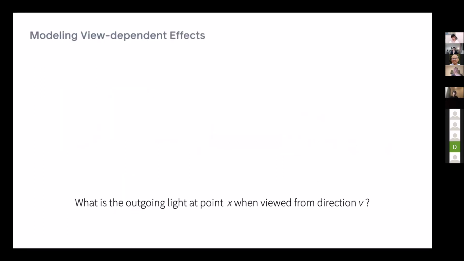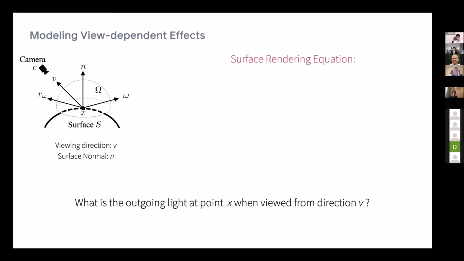In terms of modeling view-dependent effects, just to give you a bit of background and notation, what we are really interested in modeling is, if we are considering a particular point X and viewing it from a particular point V, how much light will we see emanating from that point X? So just to give an illustration, suppose we are rendering this surface and there's this point X that we are viewing from the camera that is in the direction V. How much light will this particular point throw in the direction of the camera?